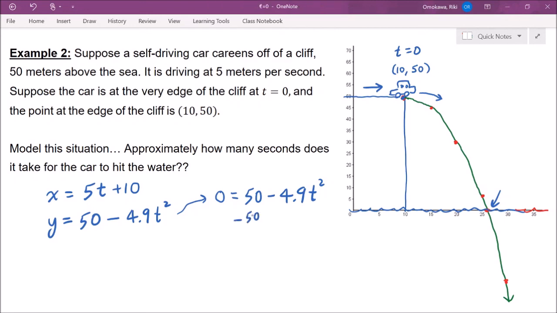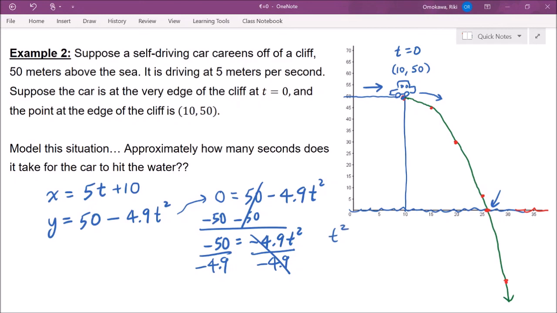So subtract 50 from both sides. These go away. We get minus 50 equals negative 4.9 t squared. Divide by negative 4.9. These go away. So t squared is around 10.204. And then how do you get t by itself? Square root. And you get that t is around 3.194. And again, this is a real world context.